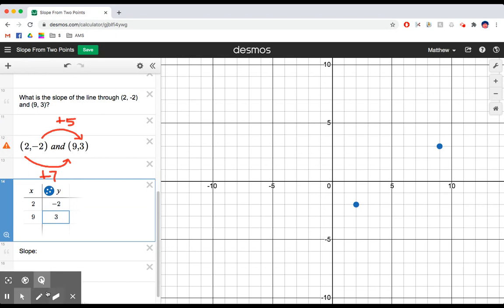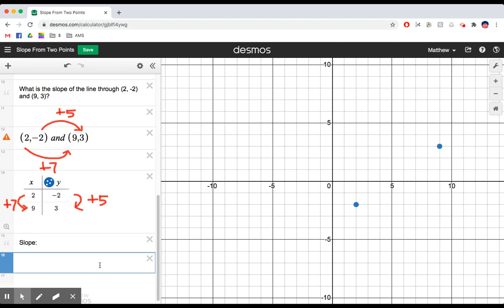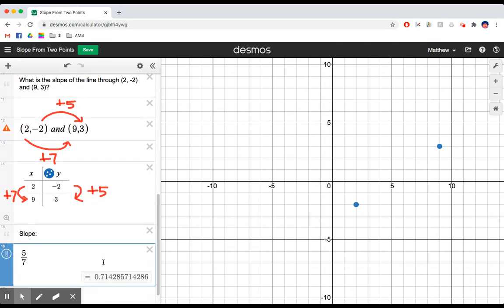Okay? So again, on your table, that's where your plus 5 comes from. To get from negative 2 to 3, your change in y is a plus 5. To get from a 2 to 9, your change in x is plus 7. Okay, so let's put it all together. I'll go down here. 5 over 7. Change in y is 5. Change in x is 7. So 5 over 7 is our slope value.